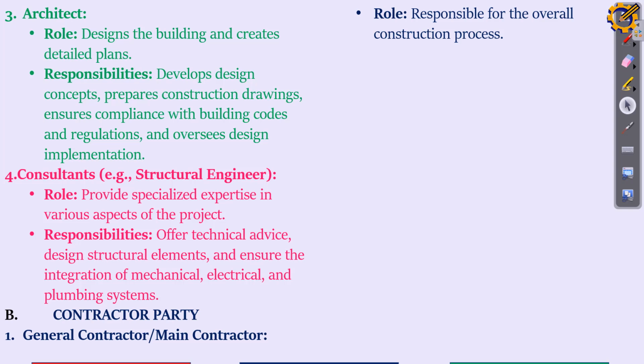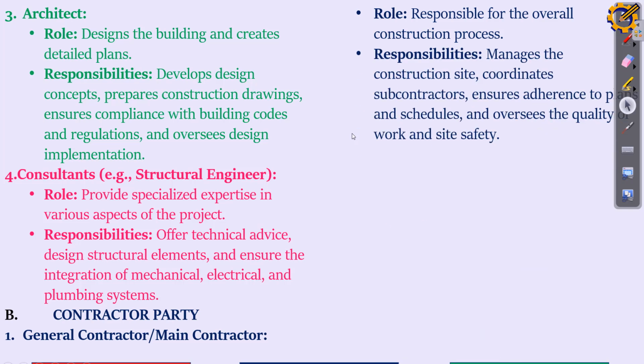So the construction company in this case is the contractor, and they are responsible for the overall construction process. Their responsibility is to manage the construction site, coordinate subcontractors, ensure adherence to plans and schedules, and oversee the quality of work, site, and safety.